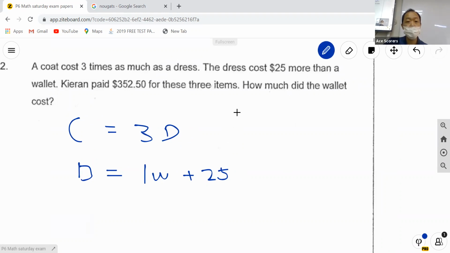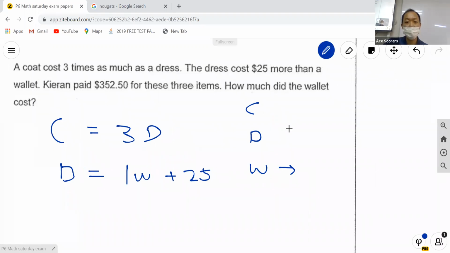So he bought 3 items, right? That means he bought a C, a D, and a W. So what we're going to do is convert everything to W. Okay? W obviously is just 1W, right? Then D is 1W plus 35.